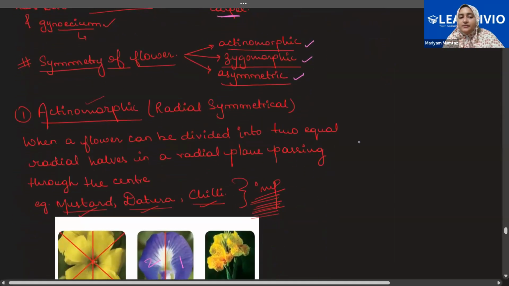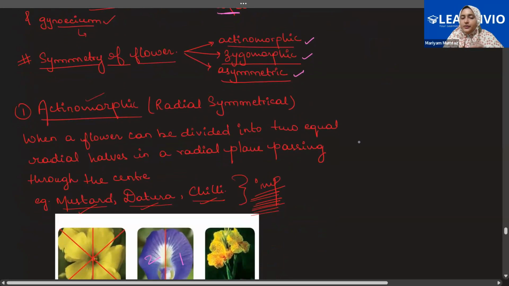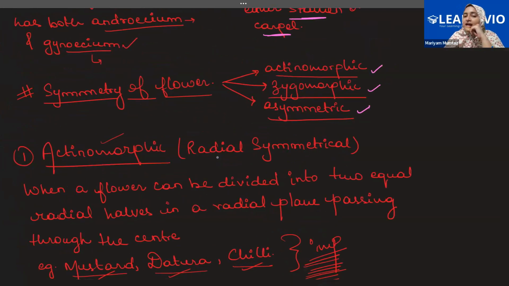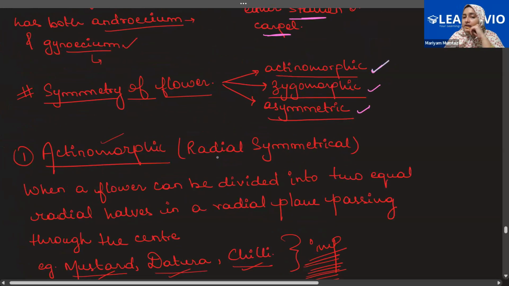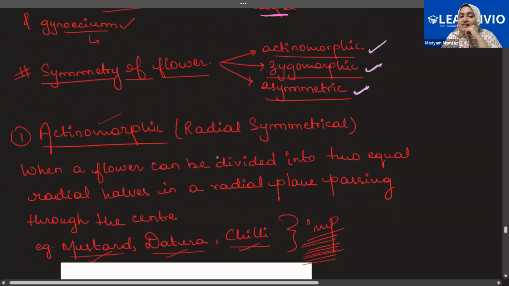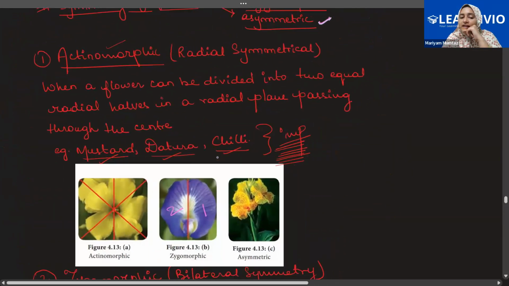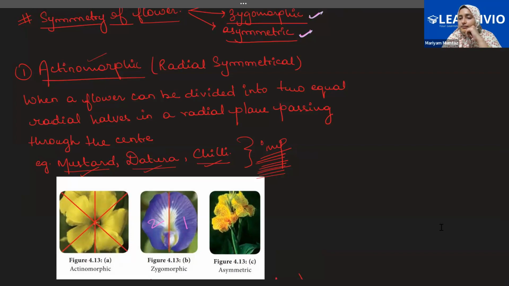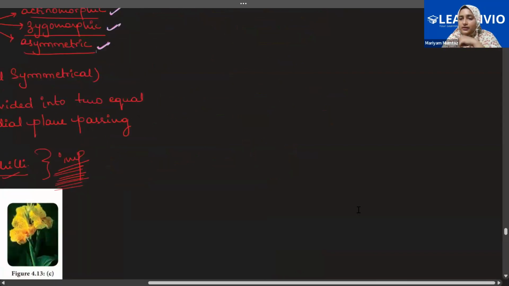Now, in terms of symmetry, you have already studied in the animal kingdom bilateral symmetry, radial symmetry, and asymmetry. But in the case of plants, in botany, it is different. The symmetry of the flower can be actinomorphic, zygomorphic, or asymmetry. The first case is actinomorphic, which is equivalent to radial symmetry. How many of you remember what radial symmetry is? Those of you who have studied that, tell me, what is radial symmetry?